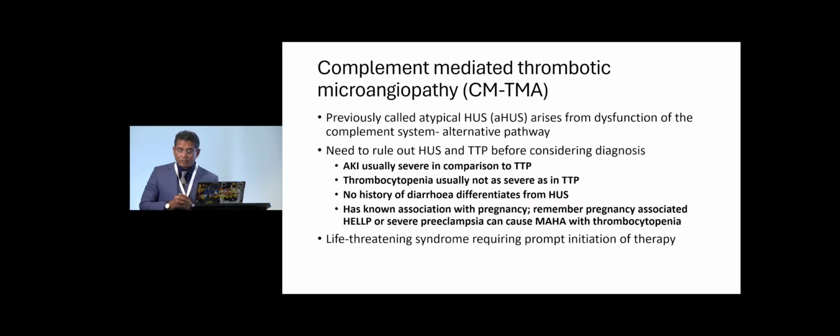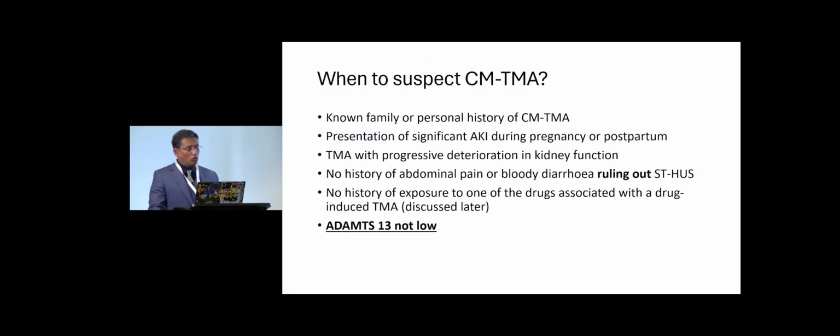It is a life-threatening syndrome and it needs prompt initiation of therapy. When do you suspect? Known family or personal history, significant AKI during pregnancy or postpartum. So remember, HELLP syndrome, your patient should not come with significant AKI. If you've got significant AKI, you better start thinking, oh, am I looking at this one? And the classic TMA with progressive quick deterioration in kidney function, again stressing no abdominal pain or diarrhea history, and not exposure to drugs. And I'll come to the drugs later on. And ADAMTS13 is not low.